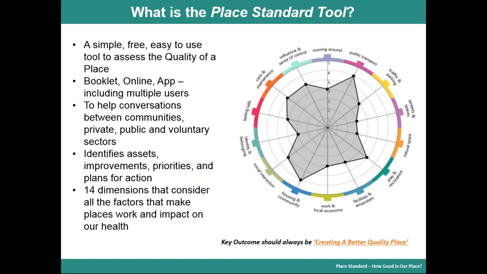In terms of what it is, it's a free, easy to use tool to assess the quality of place. You can have it in different formats, and I'll show a number of very inventive ways of using the tool. But you can have it as an online app. It's an online tool. There's, of course, the paper version as well. It helps conversations to talk about place, what drives place in terms of what works well and what needs improving upon. And there's 14 dimensions that we consider to be the key elements of place, both from a physical and from a social perspective.